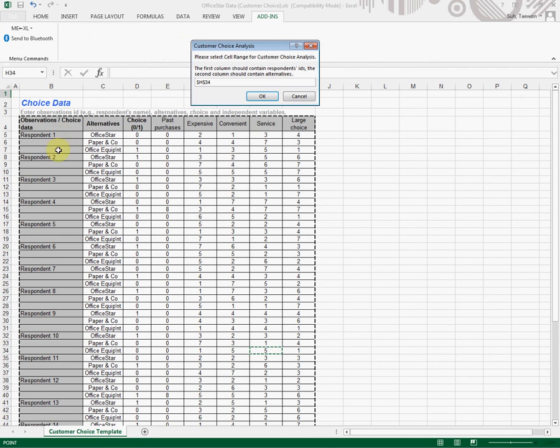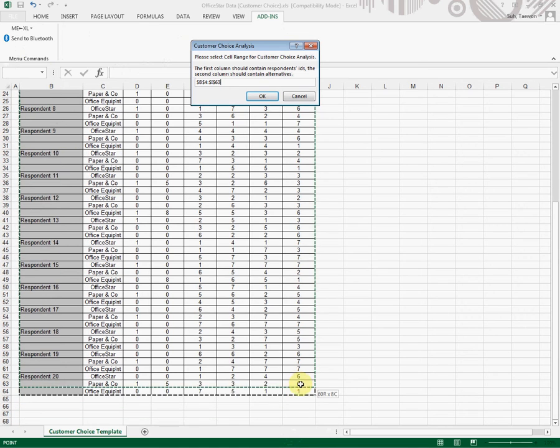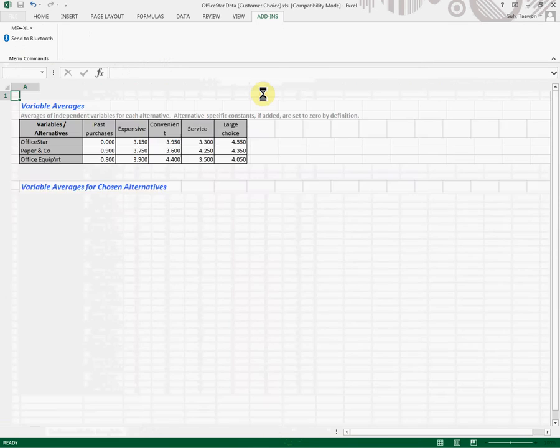Alright, I accidentally touched this cell, so I need to highlight the table manually. Sorry about that, but I can do that. I'm going to highlight the whole table. It's like this, so this whole table is highlighted, and you can click OK.